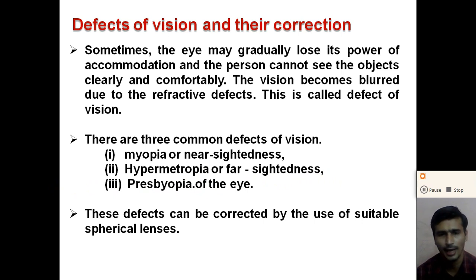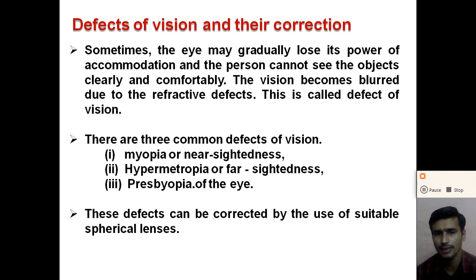Produced in an eye, right? First one is myopia, or we can say nearsightedness. Second one is hypermetropia, or we can say farsightedness. And third one is presbyopia. All the defects can be corrected by the use of a suitable spherical lens.